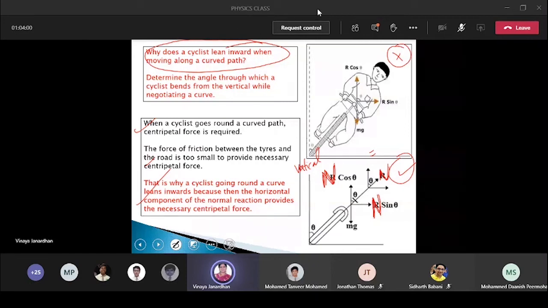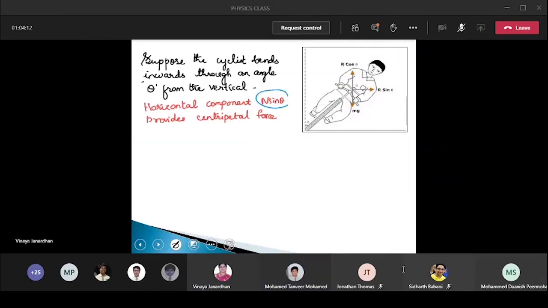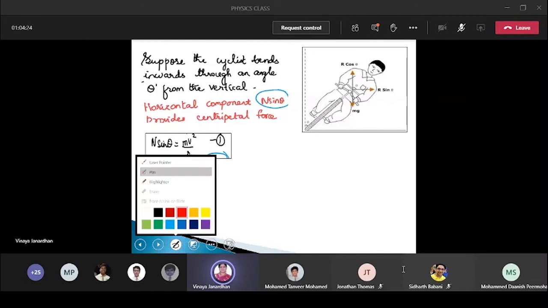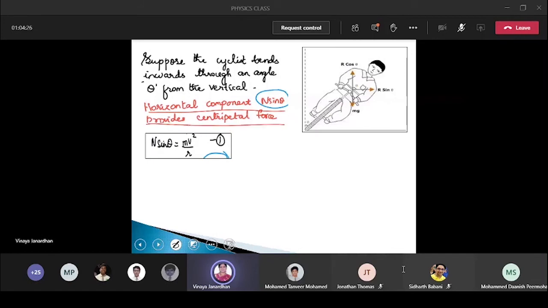Shall I move to the next slide? Yes, ma'am. Fine, boys. Now, your horizontal component, n sine theta, provides the necessary centripetal force. Just write this; this statement is enough right now. The horizontal component provides the necessary centripetal force. So n sine theta must be equal to the centripetal force, mv squared by r.